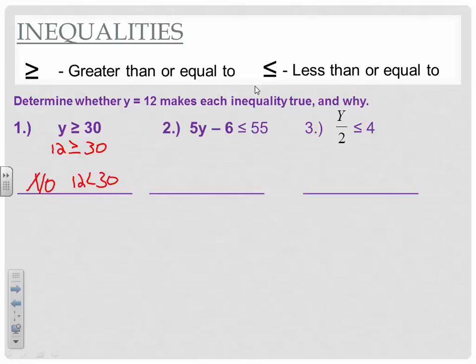Let's try another one. Let's try number 2. It's a little more complicated. So what are we doing? We know what y is. We're substituting 12 for y. So if we put 5 in here times 12 minus 6, like so.